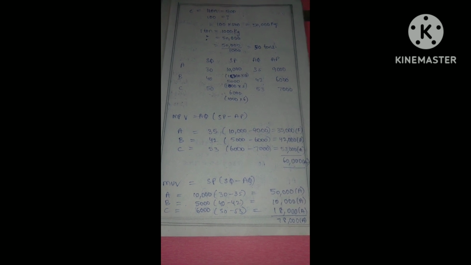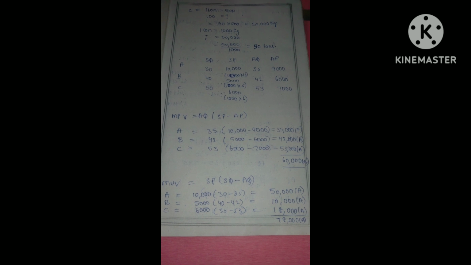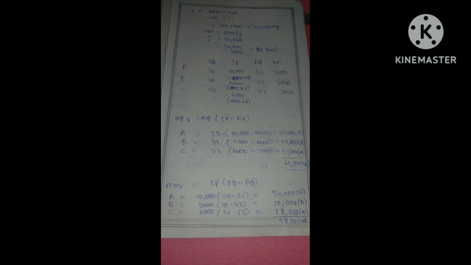Now we have to calculate material usage variance. So formula for material usage variance is standard price into standard quantity minus actual quantity. We have to calculate for 3 materials, that is material A, material B and material C. So in material A standard price is 10,000, standard quantity is 30 and actual quantity is 35. So 10,000 into 30 minus 35 we will get 50,000 adverse. In material B standard price is 5,000 and standard quantity is 40 and actual quantity is 42. So 5,000 into 40 minus 42 we will get 10,000 adverse.